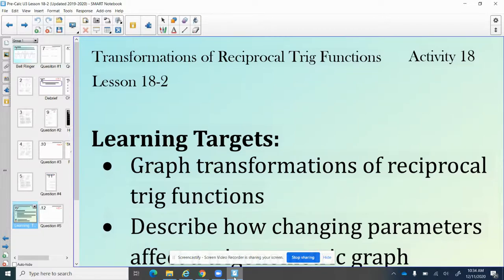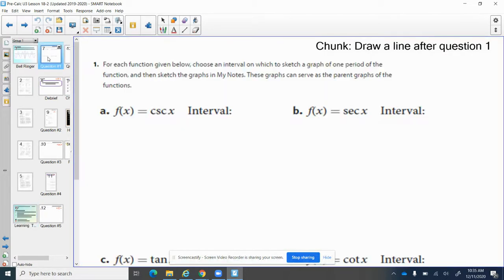Everyone, and welcome to lesson 18.2. This lesson is going to start on page 241. Today we're going to talk all about graphing the transformations of those reciprocal trig functions and tangent that we talked about in the last lesson.